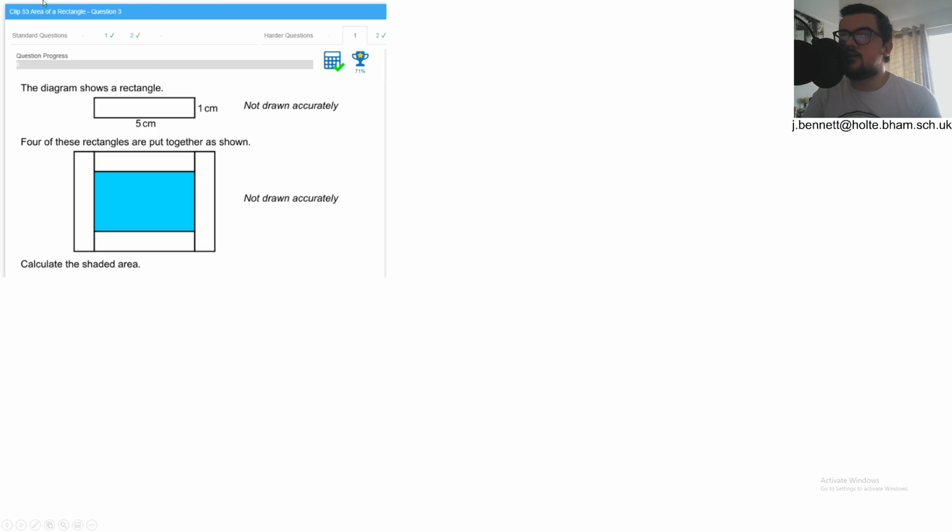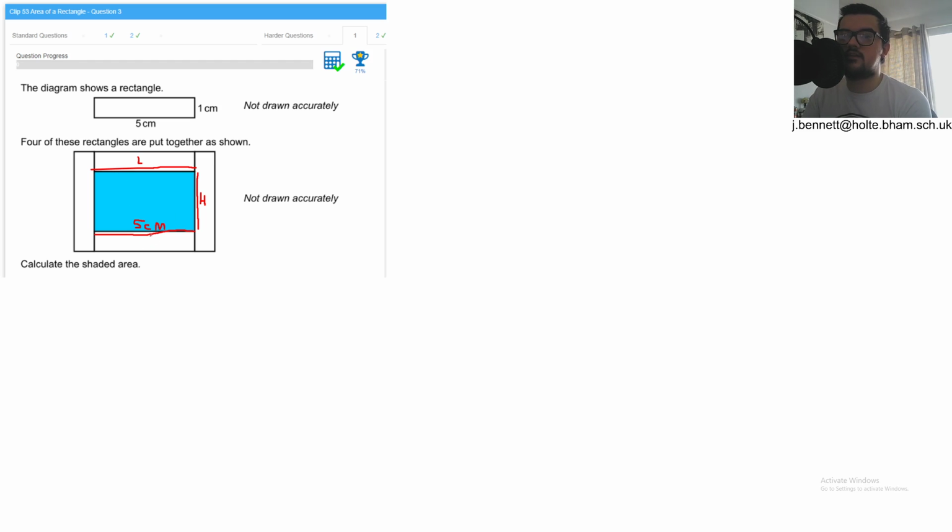The diagram shows a rectangle, 5 centimeters by 1 centimeter. 4 of those rectangles are put together as shown. Calculate the shaded area. Let's get the pen out. Okay, so let's work out the lengths of the width and the height, or the height and the length, however you want to label them. So we're going to call this the length, we're going to call this the height. Now this is just the length of one of our rectangles. One of our rectangles is 5 centimeters.